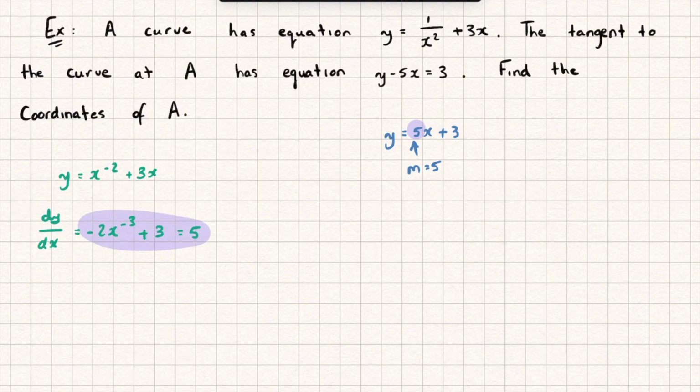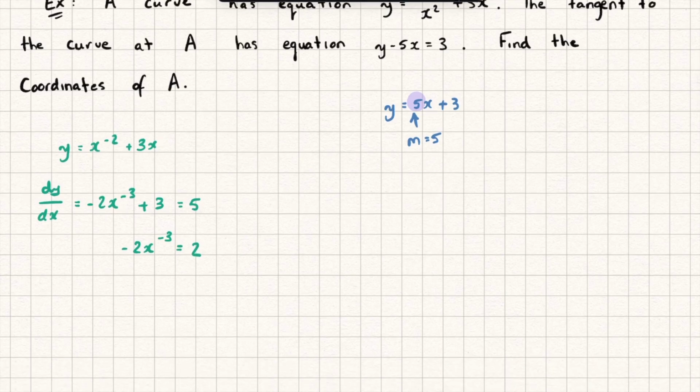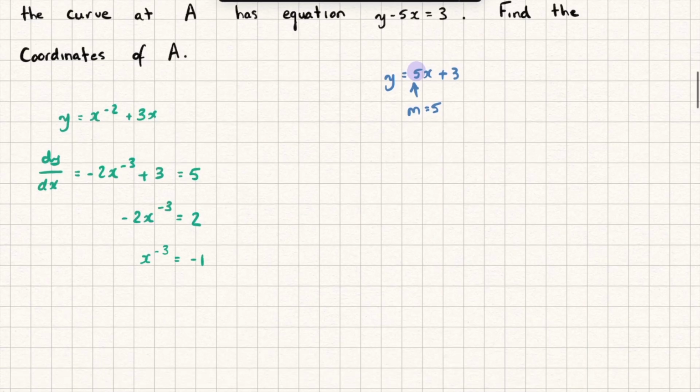So let's now solve this equation here. This is the one I'm talking about. So let's subtract 3 from both sides. So I get minus 2x to the power of minus 3 equals 2. Let's then divide both sides by negative 2. That gives me x to the power of minus 3 equals minus 1. Now, at this point, depending on how confident you are when it comes to solving equations with indices, you might raise both sides to the power of minus a third.